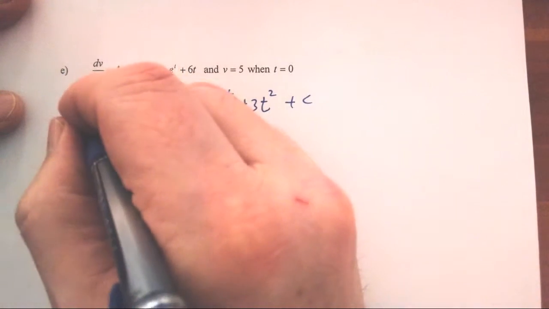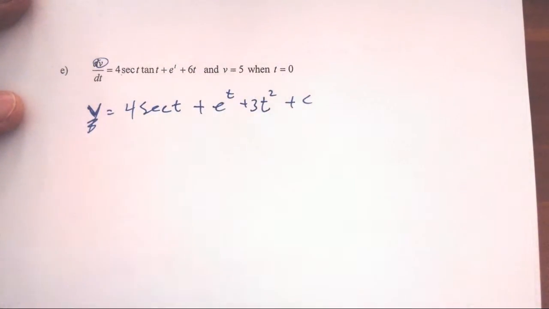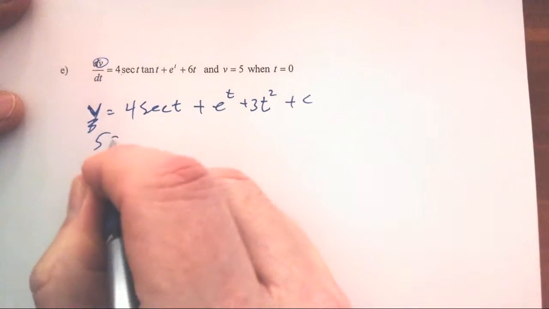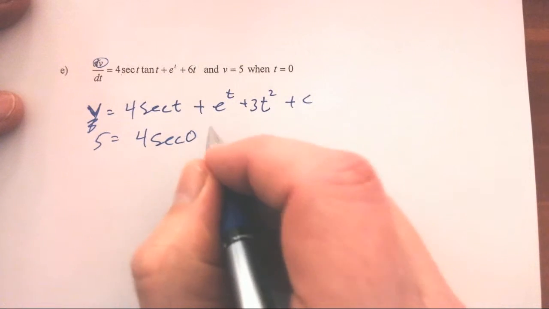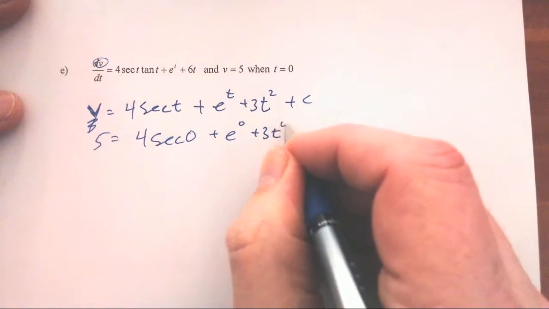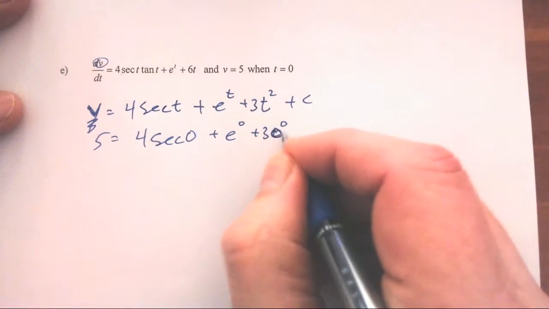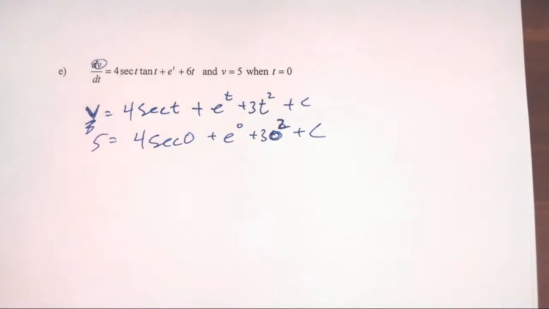V equals... when t is 0, V is 5. So 5 equals 4 times secant of 0 plus e to the 0 plus 3 times 0 squared plus c.